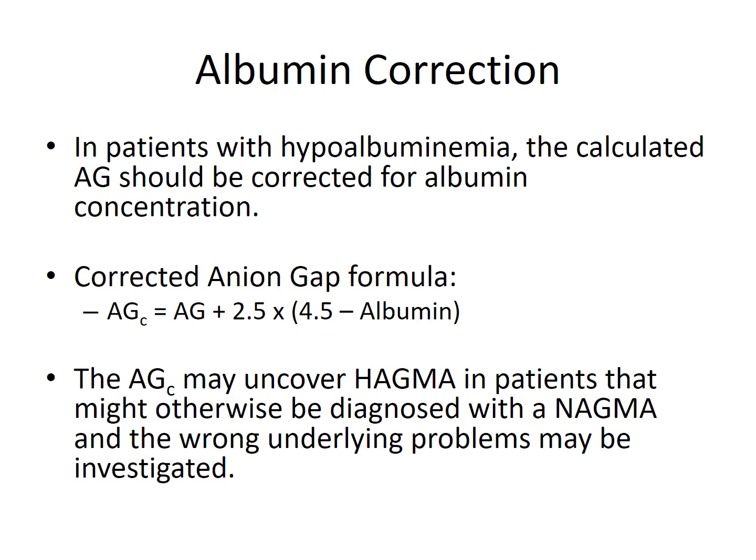There is one more item to consider with regard to anion gap calculations. In patients with significant hypoalbuminemia, the calculated anion gap should be corrected for the decreased albumin concentration using the formula listed on this slide. In general, the corrected anion gap may uncover HAGMA in patients that might otherwise be misdiagnosed with a NAGMA, and the wrong underlying problems may therefore be investigated.